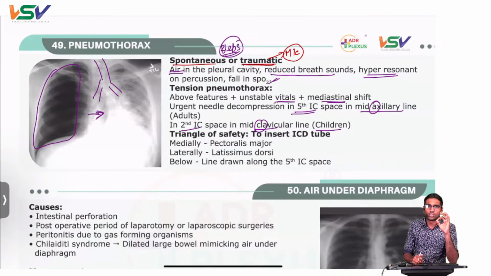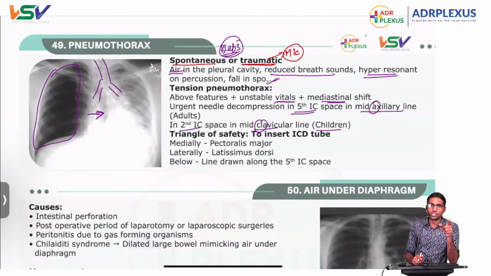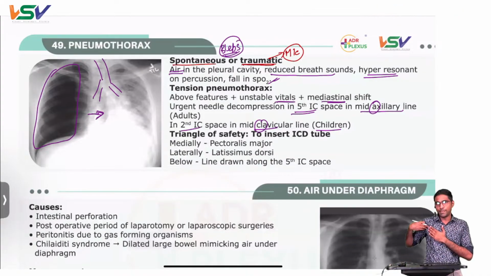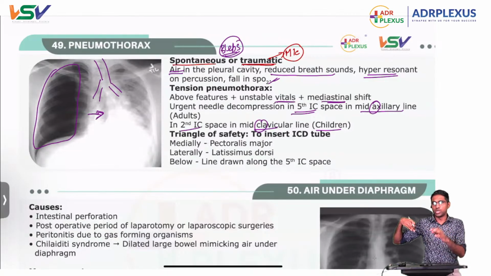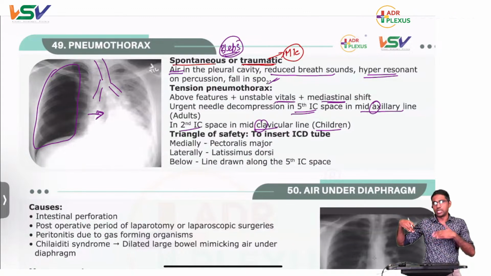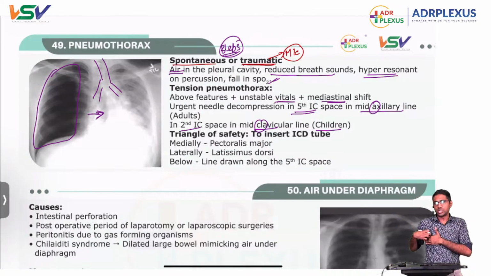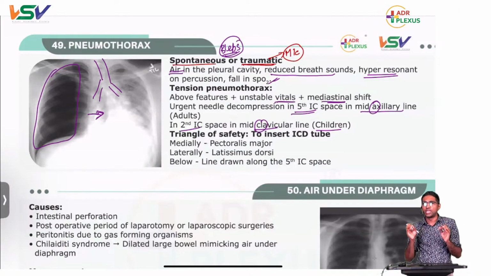ICD is intercostal drain tube. And you have to remember this triangle of safety. This was asked as a NEET-PG question. What are the boundaries of the safety triangle? Medially is the pectoralis major muscle here. Laterally is the latissimus dorsi, also known as the mid-axillary line, present here. And inferiorly it is the line drawn along the nipple, that is the fifth intercostal space. This triangle is an avascular plane, so you can do dissection and put the chest tube without damaging any vital structures.